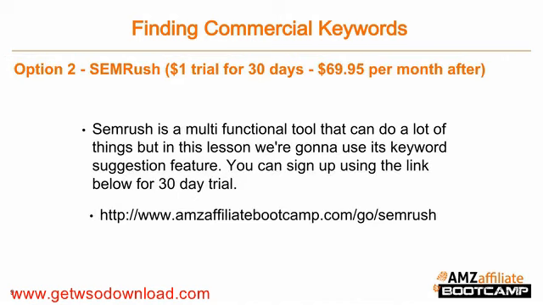The second option for a paid tool is SEMrush. That's a $1 trial for 30 days and $69.95 per month after that. It's a bit pricier, but also has a longer trial period. So SEMrush is a multifunctional tool that can do a lot of things, but in this lesson, we're primarily just going to use it for its keyword suggestion feature.